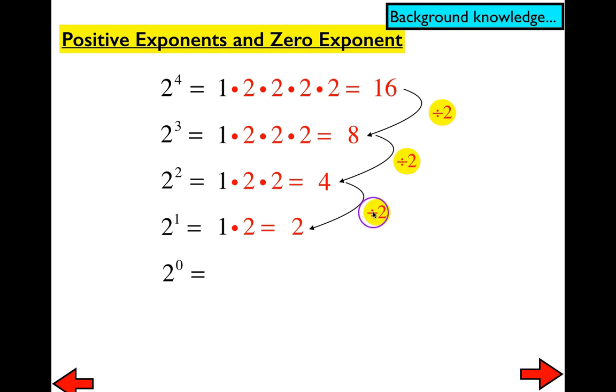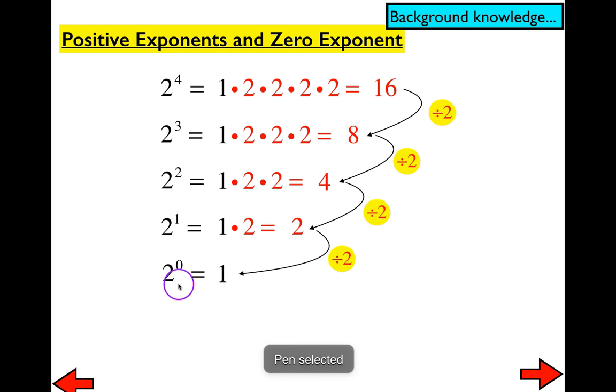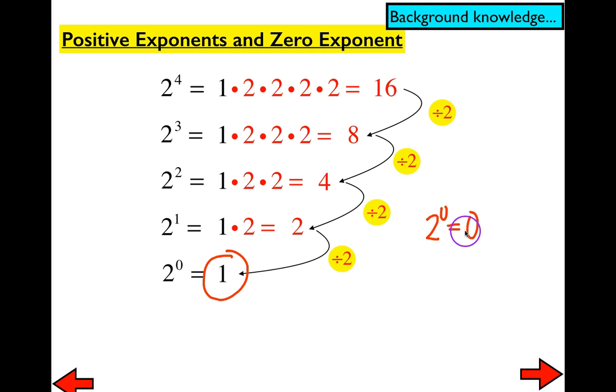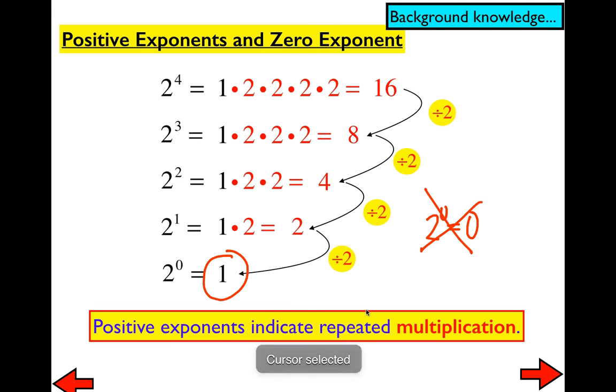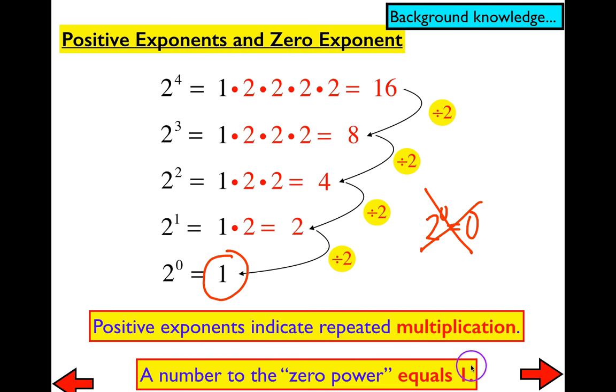Well, if you take this pattern and continue on, if I divide by 2, then 2 divided by 2 should be 1. Now, pay very close attention. A lot of students are going to be tempted to say, oh, 2 to the 0 power is 0. Please, that is not the case. If you look here, it is 1. So again, please do take this out of your brain. That is not true. Anything raised to the 0 power is going to be 1. So positive exponents indicate repeated multiplication. That's why we repeatedly multiplied. Okay. And a number to the 0 power equals 1. Anything raised to the 0 power is going to be 1.